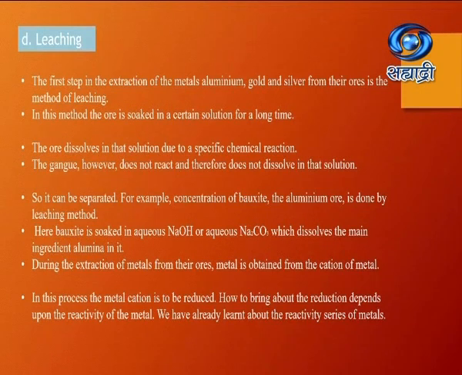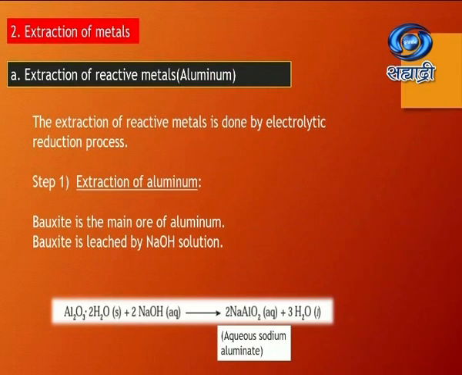Here, bauxite is soaked in aqueous NaOH or aqueous Na2CO3, which dissolves the main ingredient, alumina, in it. During the extraction of metals from their ores, the metal is obtained from the cation of the metal. In this process, the metal cation is to be reduced. How to bring about the reduction depends upon the reactivity of the metal. We have already learned about the reactivity series of metals.